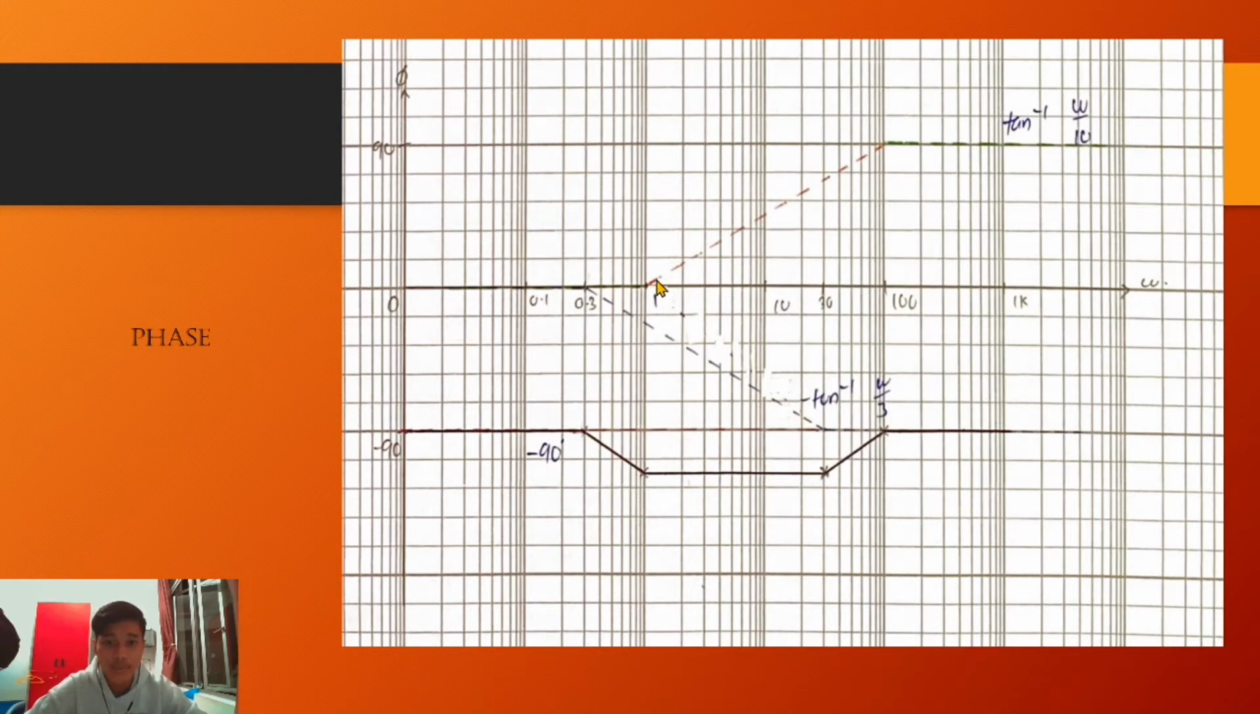At omega equal to 1, this is negative 45 plus 45 degrees. That's why the dark line will be straight until 30. At point 30 we have the green line for simple zero, so the slope will go up until 100, and the dark line is straight until 1k and so on.